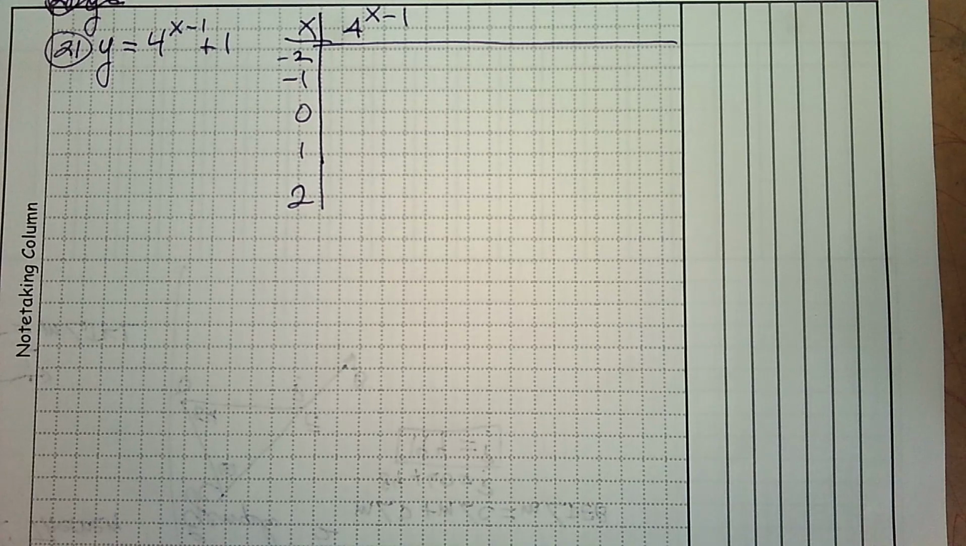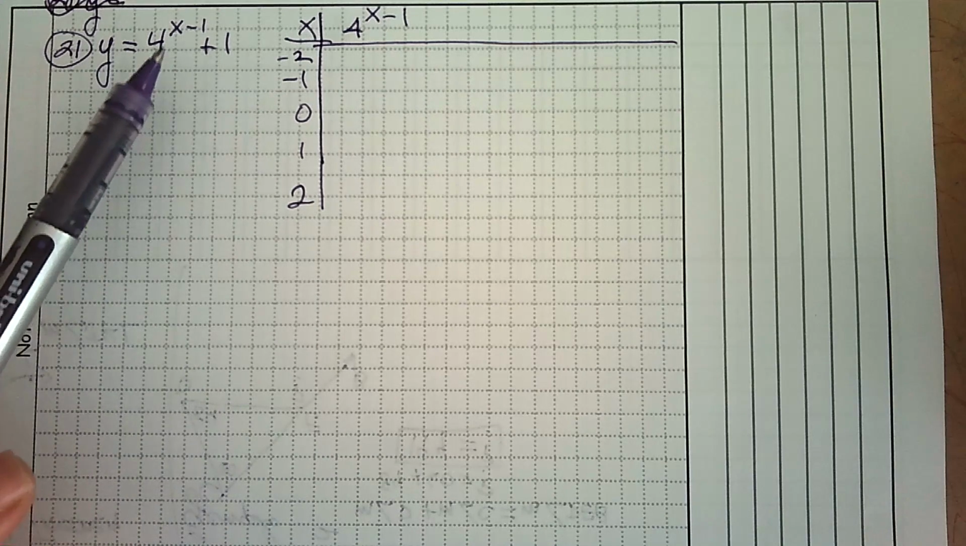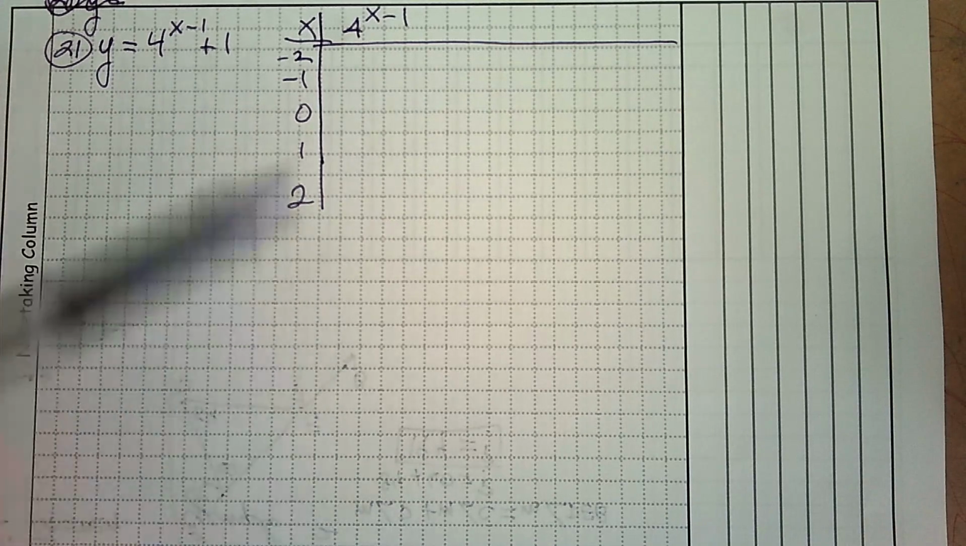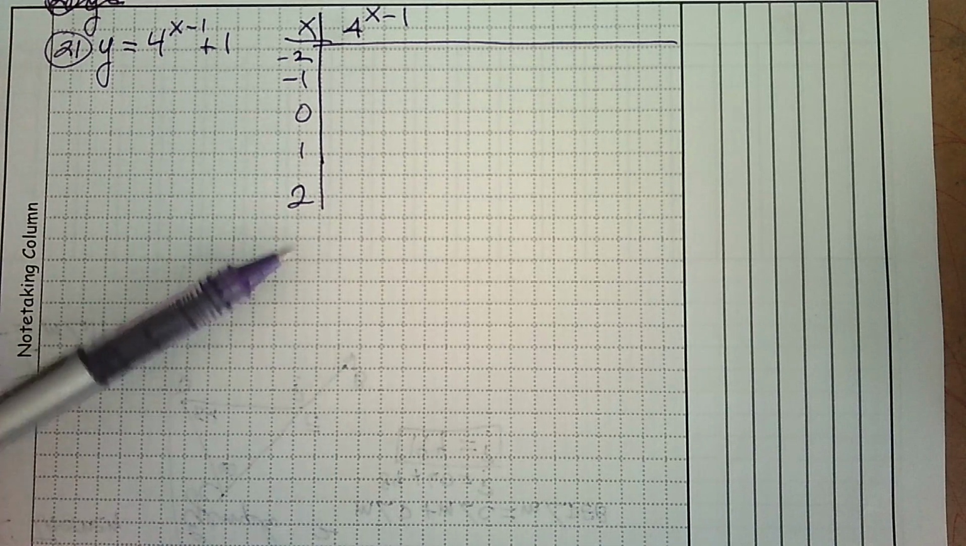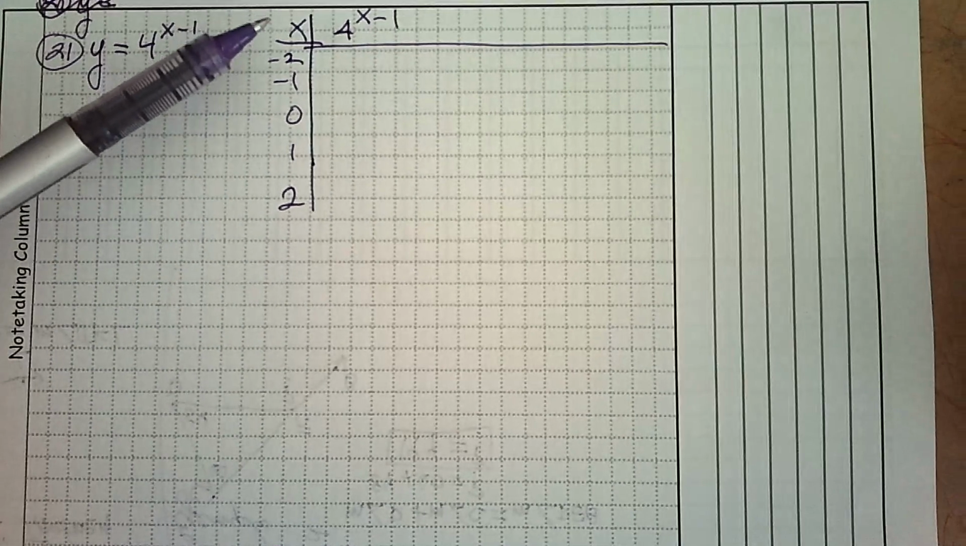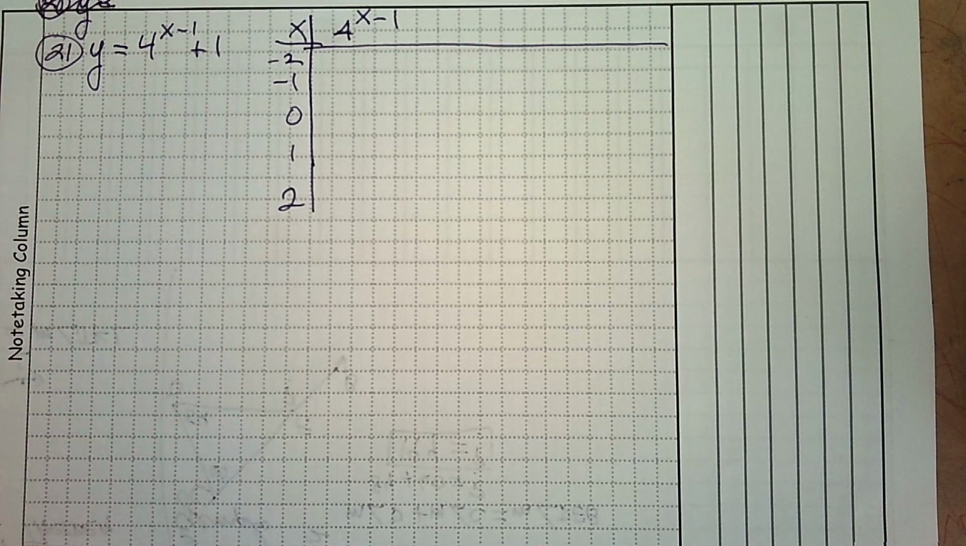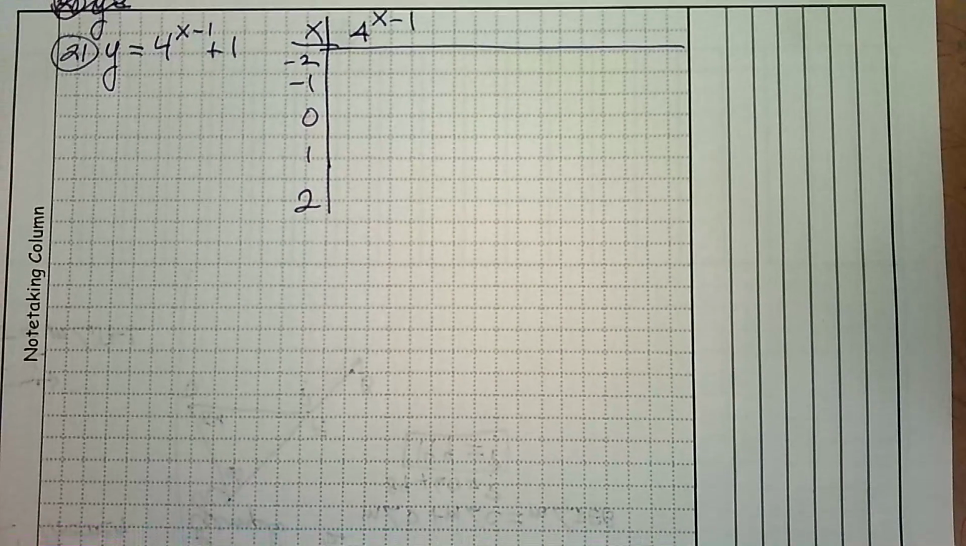Okay, problem number 21 is they want us to graph y is equal to 4 to the x minus 1 plus 1. And the best way to do it is using a table of values. I'm going to use for x, -2, -1, 0, 1, and 2. Now what you do is you plug in the value you have.